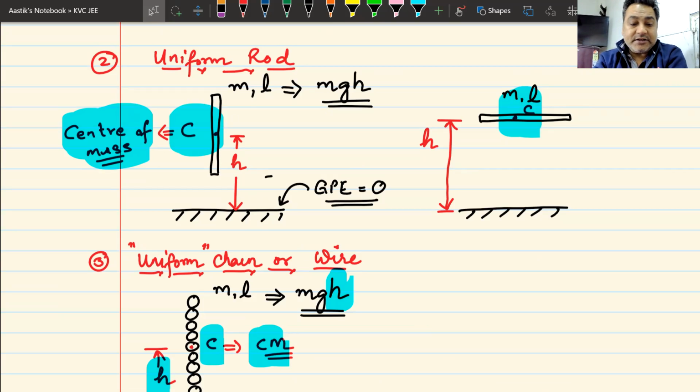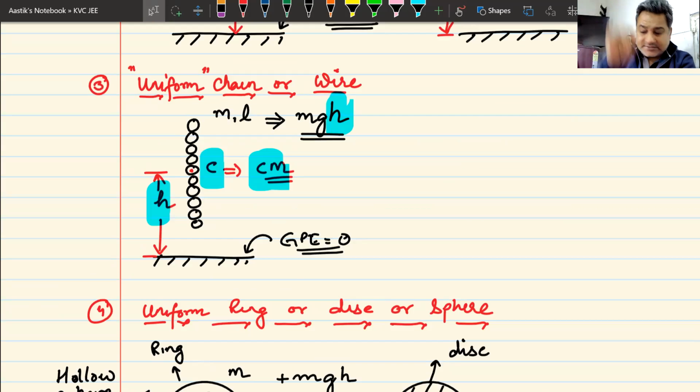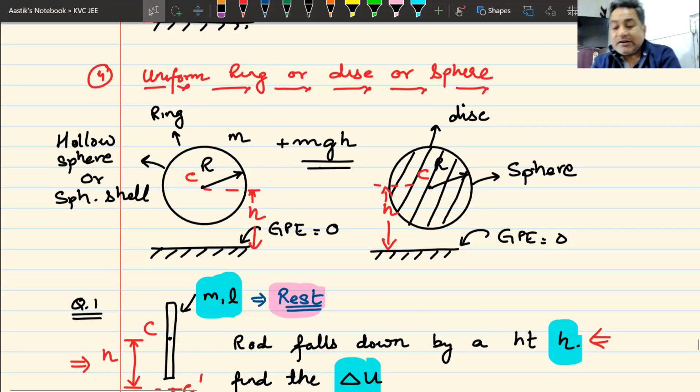We also had seen the center of mass for a uniform chain or a wire. It also lies at the center of the body. We also had seen the center of mass for a ring or disc or a sphere. I also told you the difference between a sphere and a spherical shell. We had seen some problems based on this.